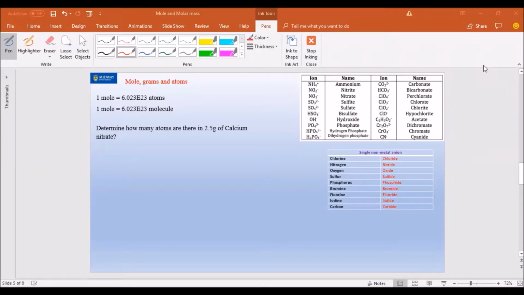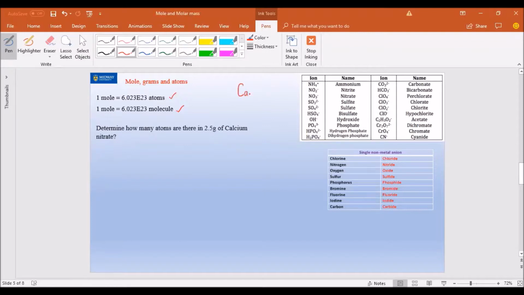Welcome back. This problem is almost identical to the problem we did earlier, except I pointed out in the previous video, when you're asked to find a specific element's count, you use the bottom conversion factor. If you're just asked to find how many atoms, that means the total count, you use the top equation. Okay? Either way, the first thing you've got to do is to figure out the formula for this compound.